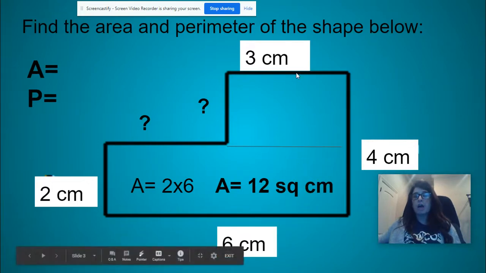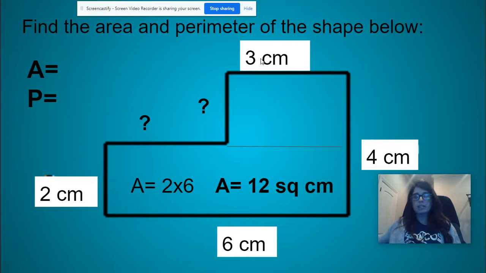Now we've got to figure out the top. Now, I know the width of my top rectangle. It is 3 centimeters, but I do not know the length of this rectangle. This question mark here, that's what I've got to figure out to be able to find the area. So my problem so far is the area is equal to 3 times s. I'm calling that question mark an s for side. I've got to figure out what that side equals, okay?